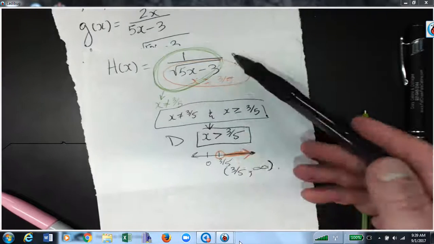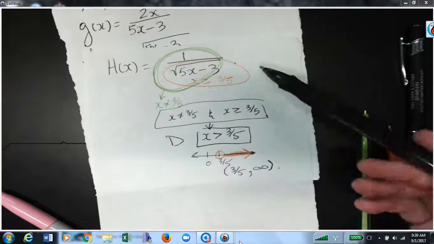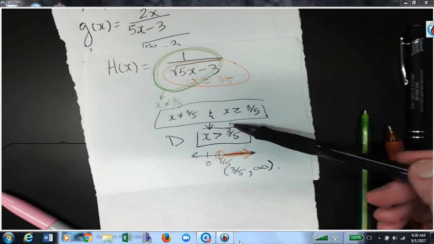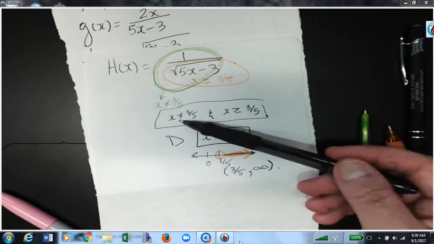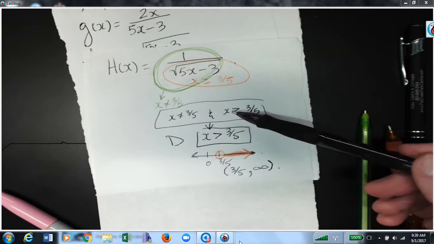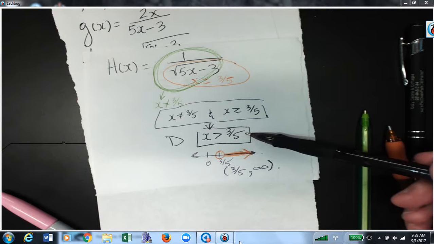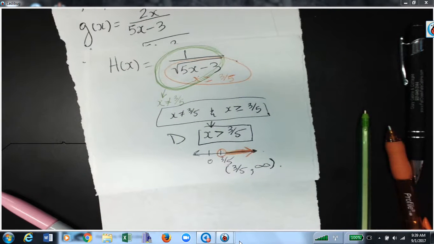So this is a special one where we have to take into account both the fact that it's a fraction and that we have an even root. So we do get two restrictions here, but putting those together in this statement covers both of those. So it's not allowed to be 3/5, and it's either greater than or equal to 3/5. Well, those can be put together in one statement, covered by x is strictly greater than 3/5. Okay. All right, do we have a question about that one? No. All right.